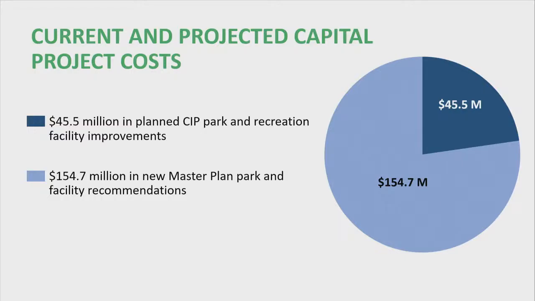I know I kind of ran through a lot of that very quickly, but when it comes down to the brass tacks, as we go through detailed elements in our reports, we see that there's $45 million in planned CIP park and recreation facility improvements now. That's based off the 24-25 fiscal year. There's also $154 million in new master plan park and facility recommendations. That's if I go through all of those goals and elements and the specific things we've said, which would be for the next 5, 10, 15 years in the future.